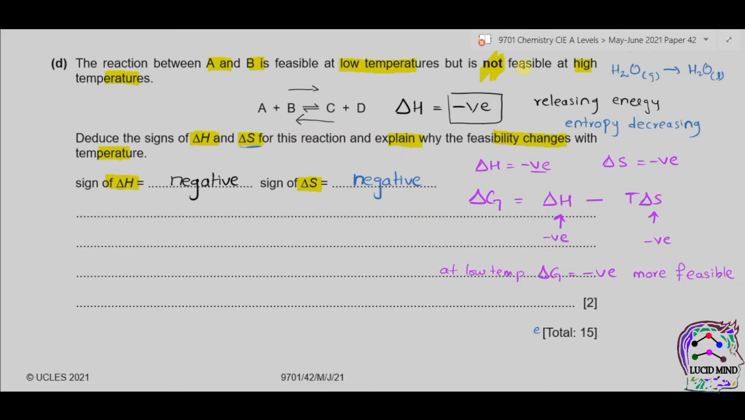Now it says at high temperature it becomes not feasible. It means when temperature is increased, this whole value T delta S will become more negative. So minus minus becomes positive and this whole value will become more positive as compared to delta H. So delta G will become positive. At higher temperatures, delta G becomes positive, so it is less feasible.